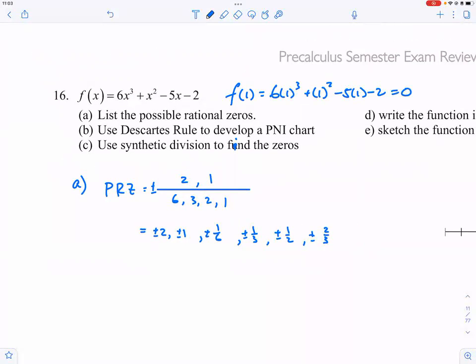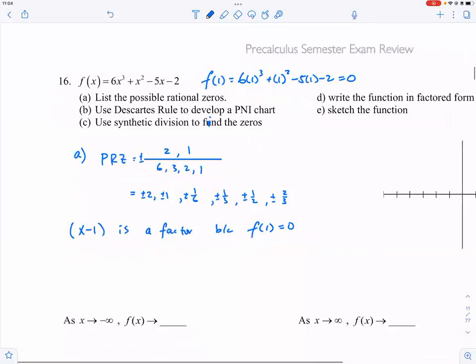And if it's 0, that means you have a point, (1, 0). That means x minus 1 is a factor, because f of 1 is equal to 0. We have a solid proof.